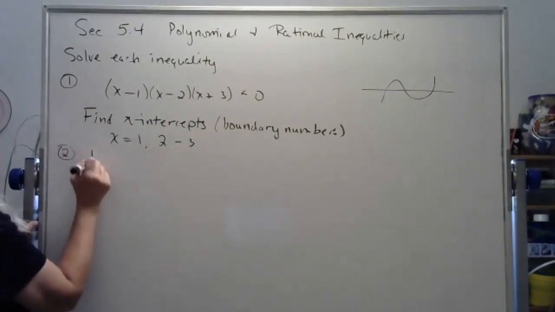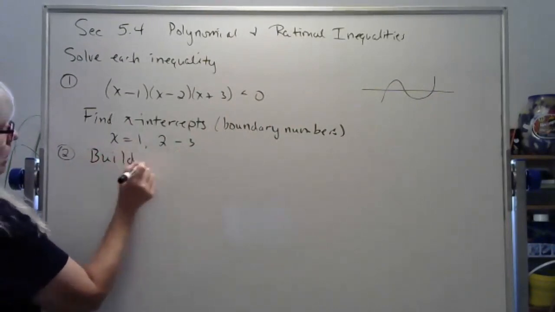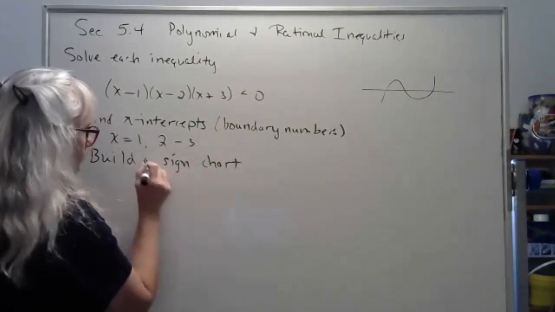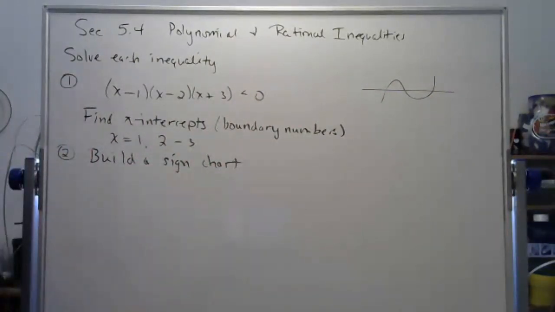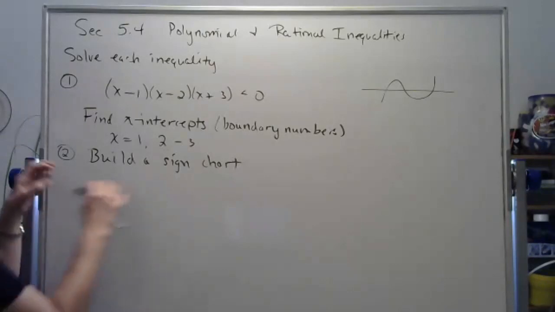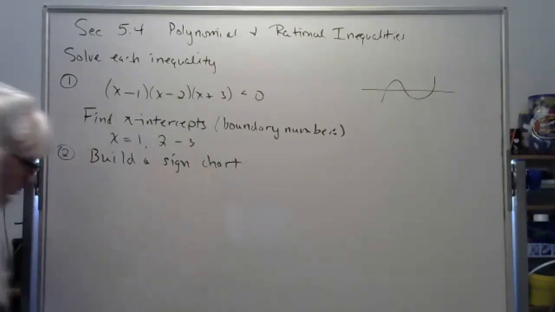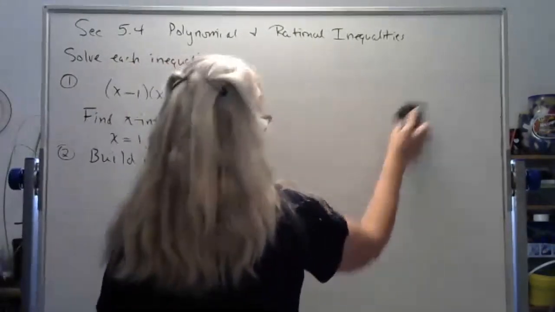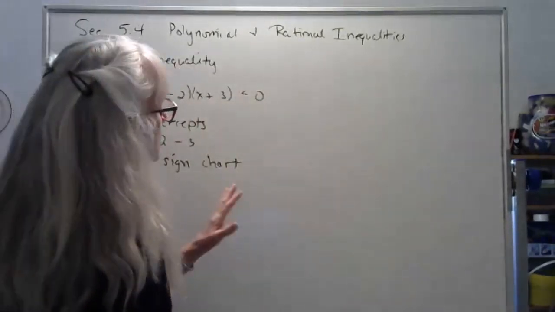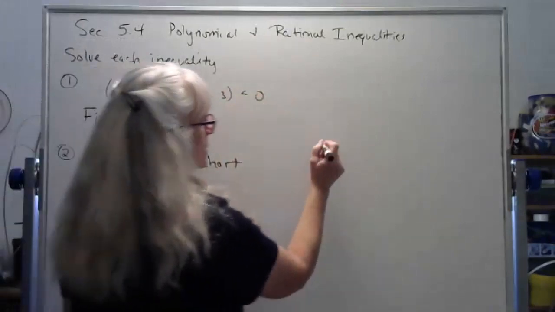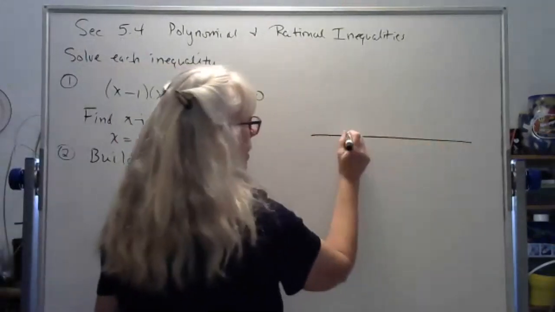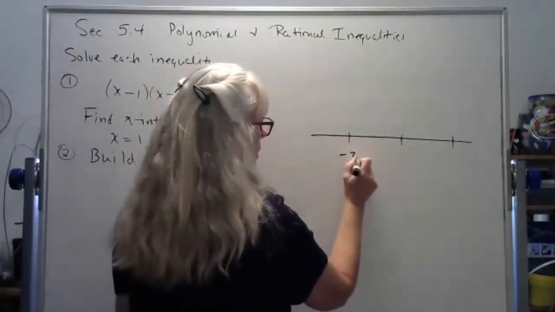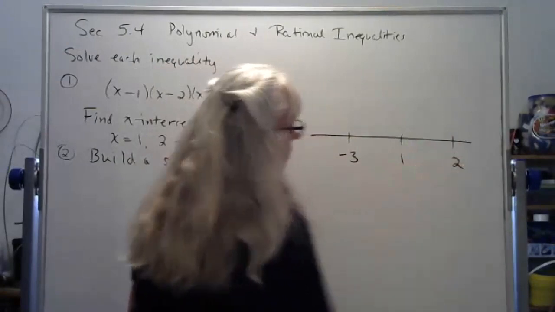So we're going to build a sign chart. And that sign chart is why we do this section in our class, because we need to be able to lay the foundation for future work. So our sign chart, and what you're going to do is you're going to build above and below this thing. So I need the number line. And on my number line, I'm going to place those critical values. So the -3, the +1, and the +2.